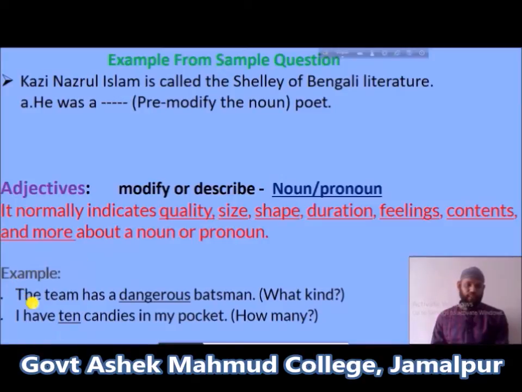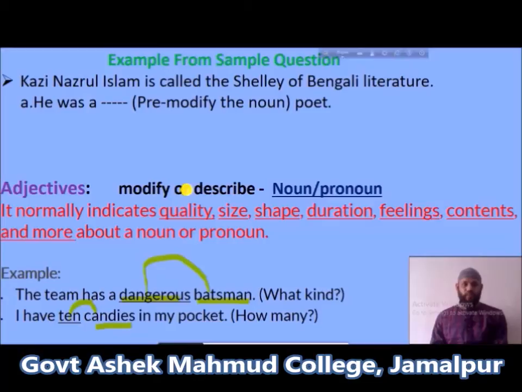Here you see in the first example, the team has a dangerous batsman. Here batsman is a noun and dangerous is an adjective because it's modifying the noun batsman, and that means dangerous is giving extra information about batsman. Now in the second example, I have 10 candies in my pocket. So candies is a noun. Now I think it's clear to you that 10 is an adjective here because it is giving extra information about, or describing, the noun candies.